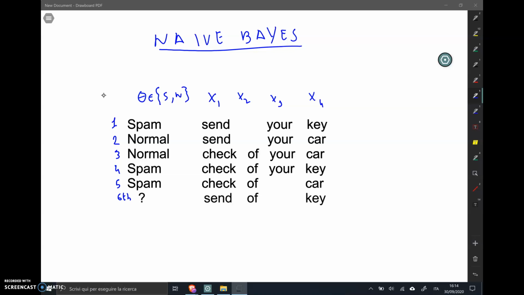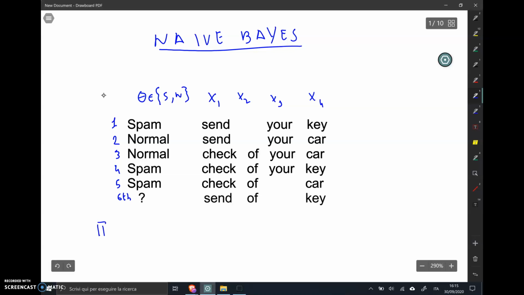Looking at the data, for example, the word your and the word off may not be very useful to distinguish spam at first sight, because off appears in spam and normal, and your also appears in spam and normal. But now we make a precise calculation about how each feature can be useful for estimating theta.